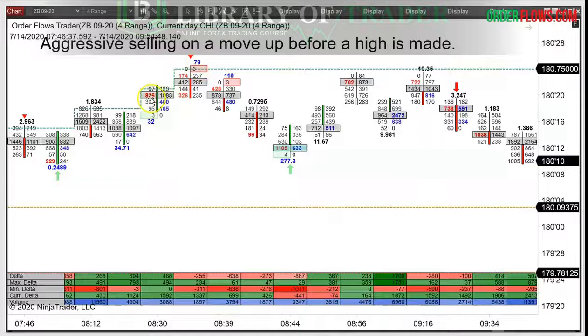Aggressive selling going into the highs, the 836, the 174. Then we just sort of go sideways, come off a little bit. More aggressive selling, the 1109, the 722. 735 finally takes over and comes off.